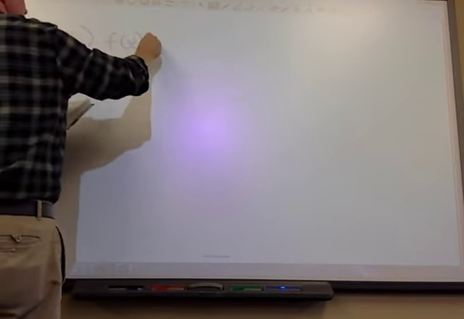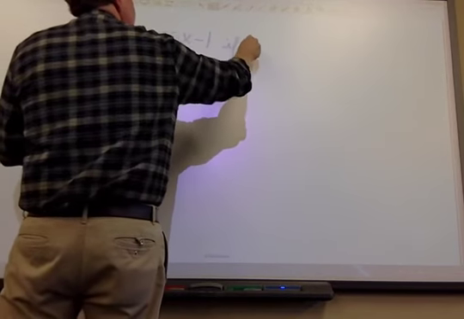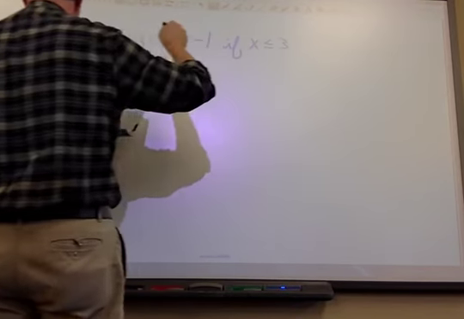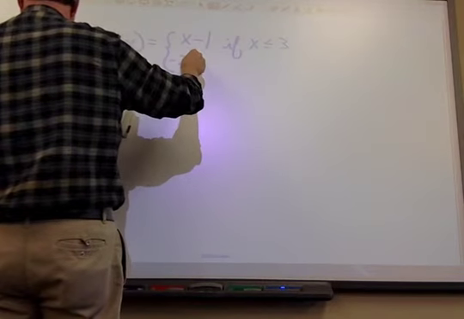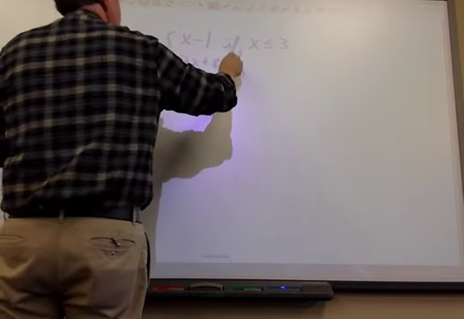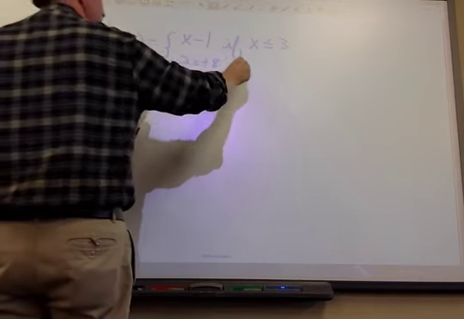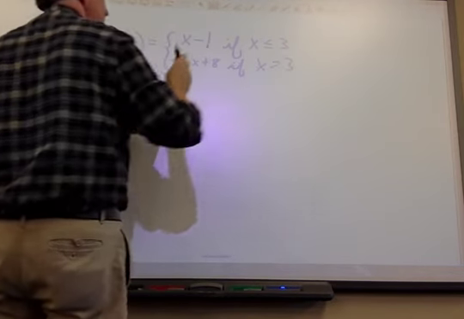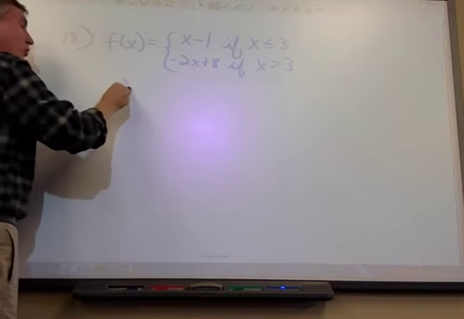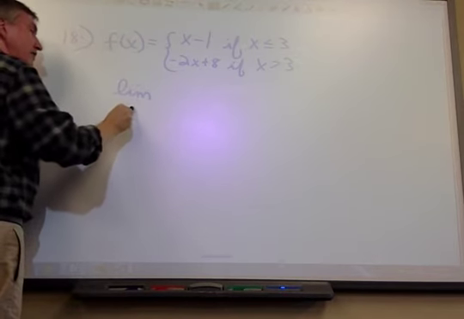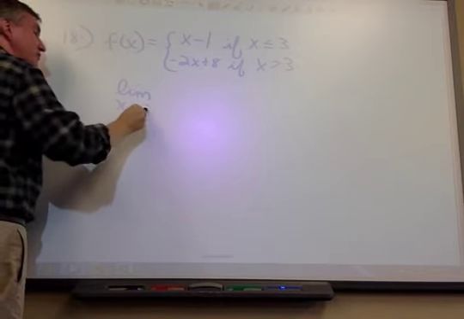18 gives me f of x equals x minus 1 if x is less than or equal to 3 and -2x plus 8 if x is greater than 3. All right? This is what the question is. What's the limit as x approaches 3 of f of x?